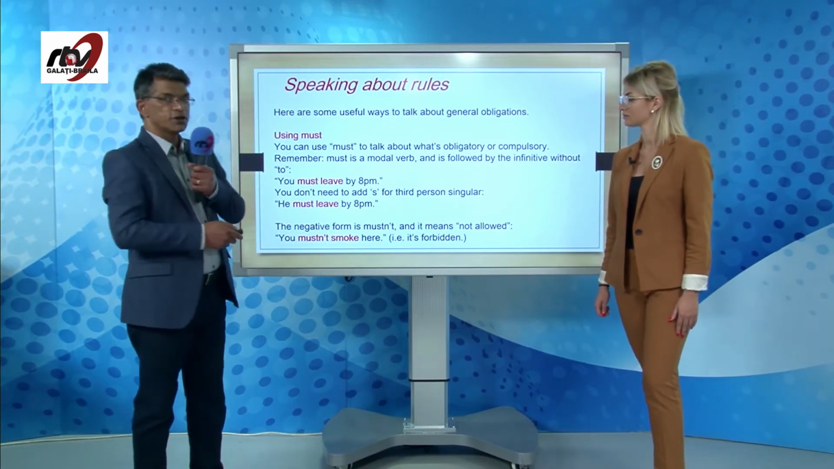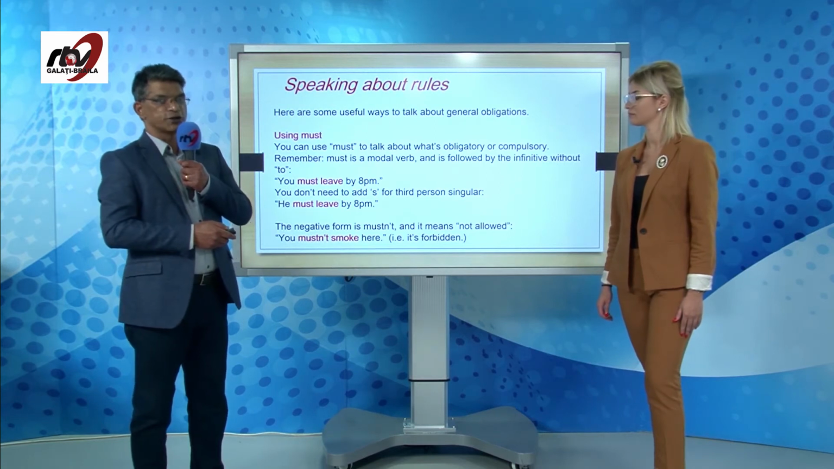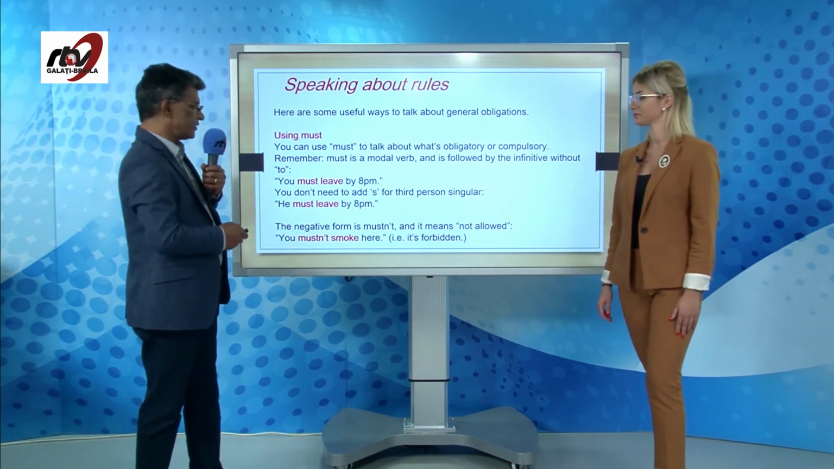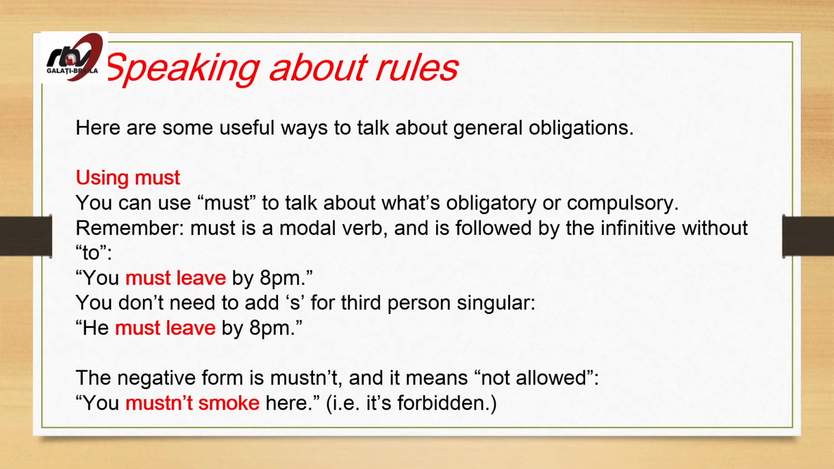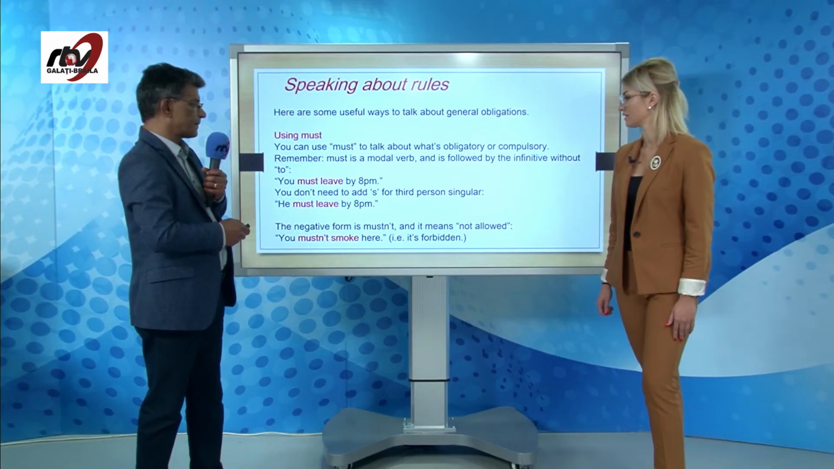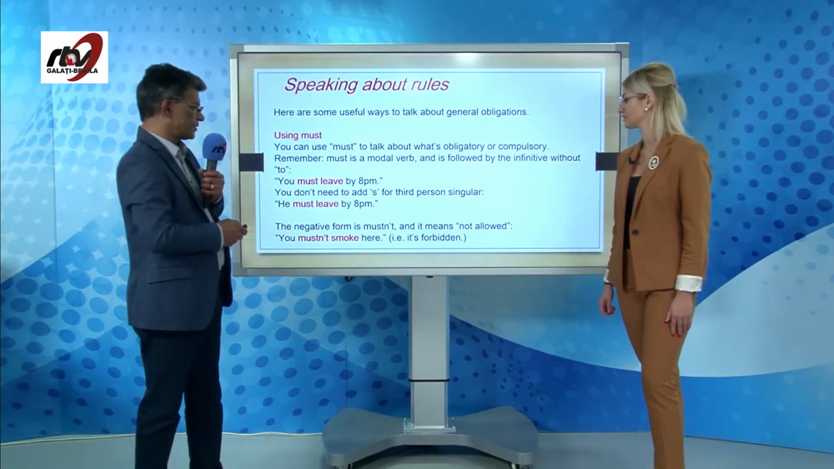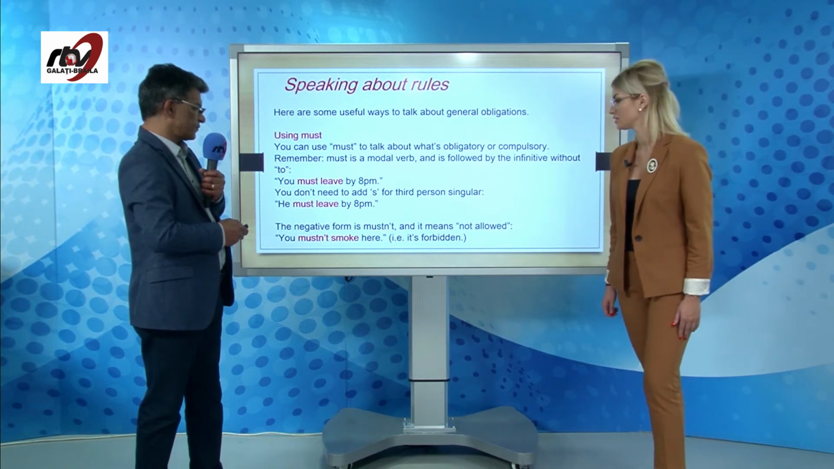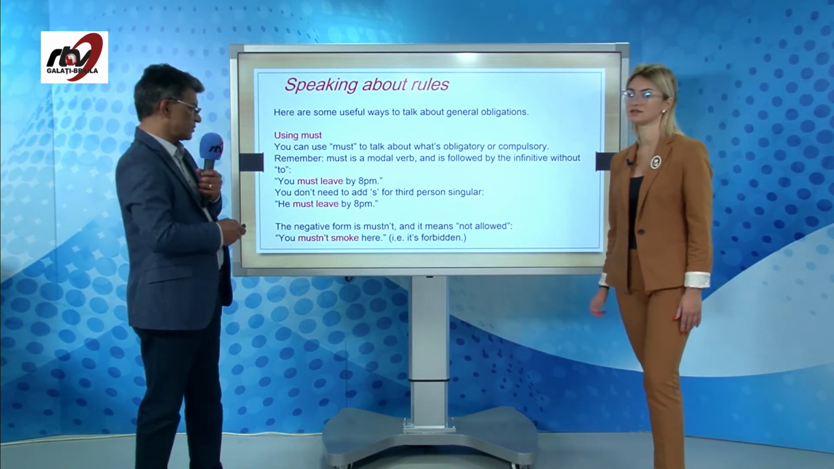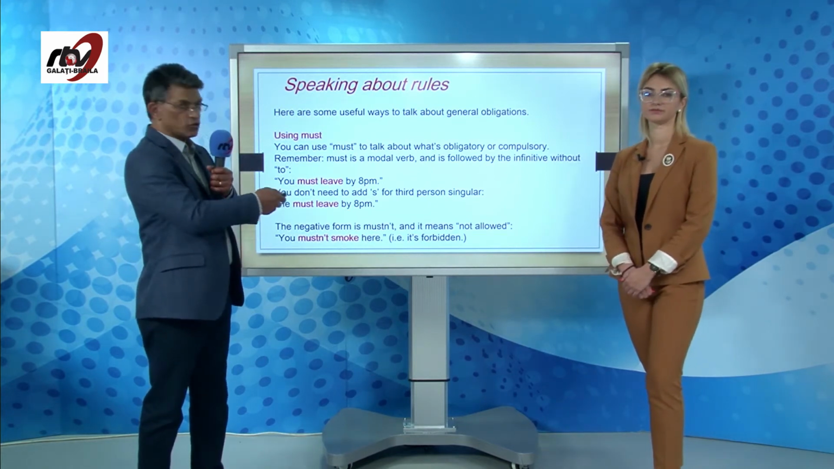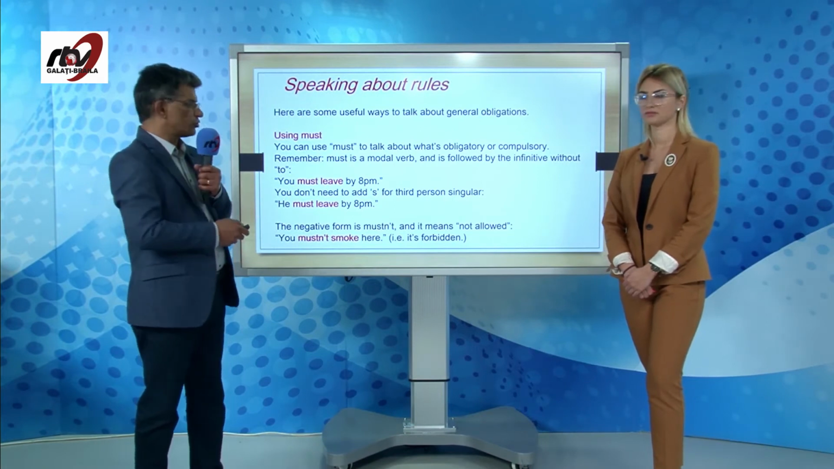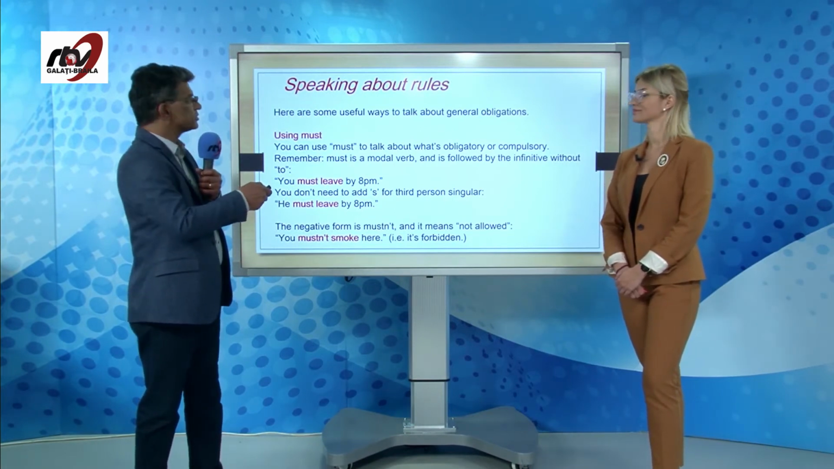As in the example, you must leave, not you must to leave, but you must leave by 8 p.m. You don't need to add an S for the third person singular, it's a modal verb. He must leave by 8 p.m. The negative form is mustn't and it means not allowed. You mustn't smoke here. It's forbidden. So students, actually you can see that we can also use not allowed when we are talking about rules.